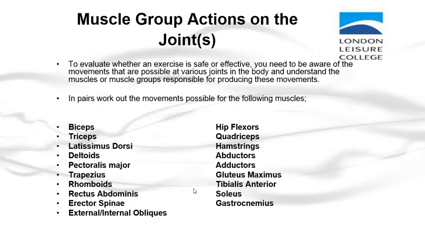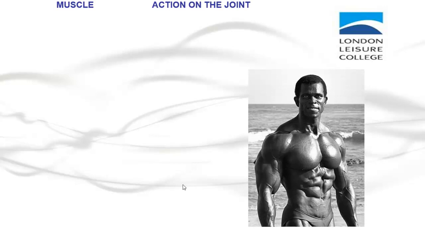Okay, so let's have a look. We've got a muscle and we've got an action on the joint. Biceps flexes the elbow and supinates the forearm. Now, if you haven't learnt the joint actions, this part is going to be a bit challenging for you, so you really need to make sure that you understand the joint actions. So, biceps flexes the elbow and supinates the forearm. The triceps extends the elbow.